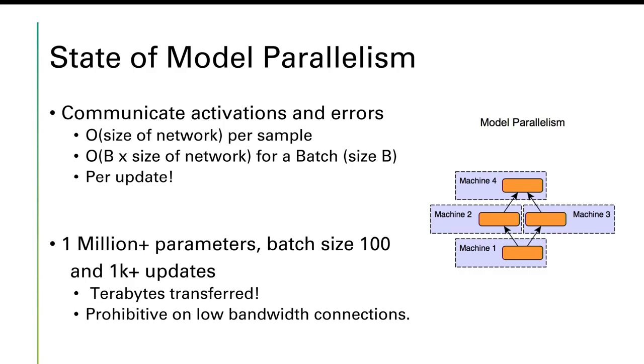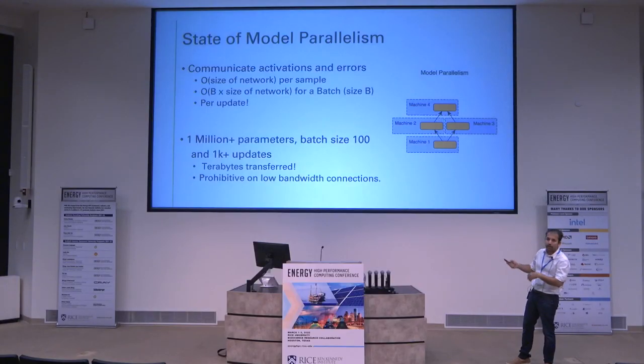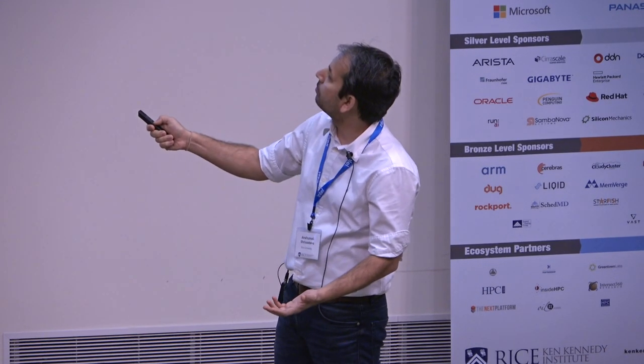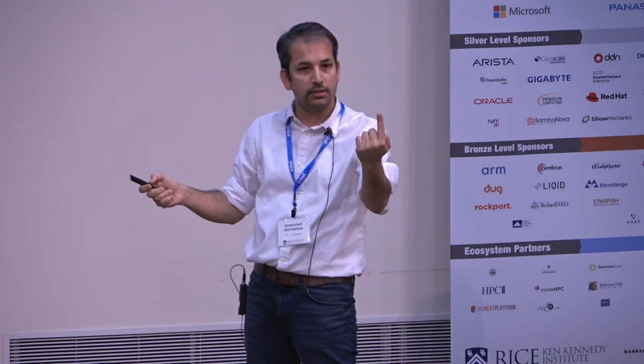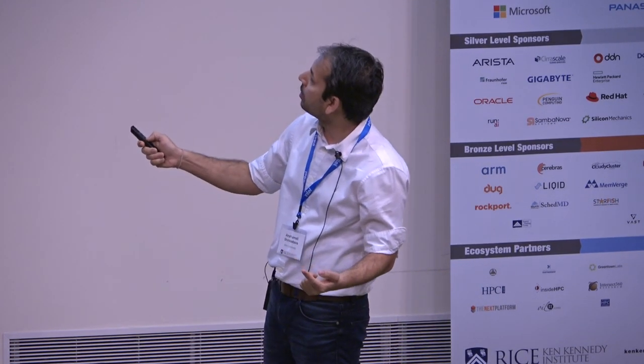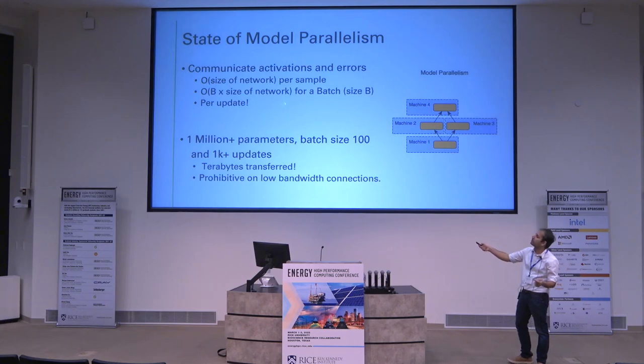And how a neural network works is, you take the input, you feed it to the neural network, and then you compute activations and go forward. So in this case, you need to communicate all the computations that you have done on these machines to this machine. Because to compute this stuff here, you need the output of this as well as this. So you are essentially communicating a lot, which means that if I give you one data sample, your communication is something of the order of the size of the network.